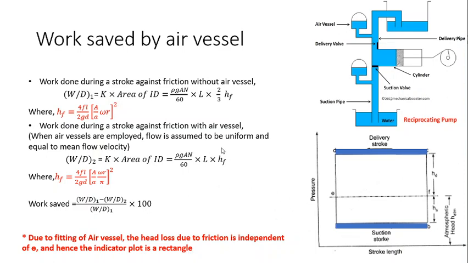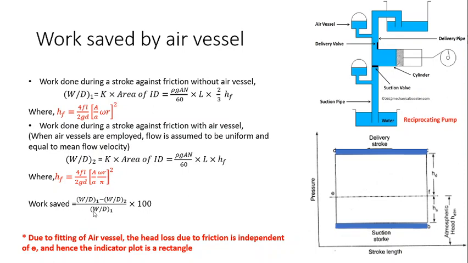That is, if you fit an air vessel, then the head loss due to friction is not a parabolic curve, it is a straight line. There is no effect, or the friction is independent of crank angle, so we can treat it as a straight line. This shaded area is the head loss due to friction. So HF is equal to 4fL by 2gD into (A/a) omega R by pi, the whole squared.